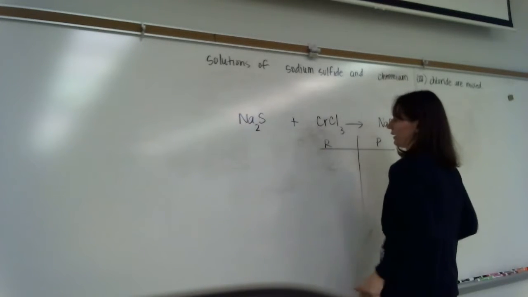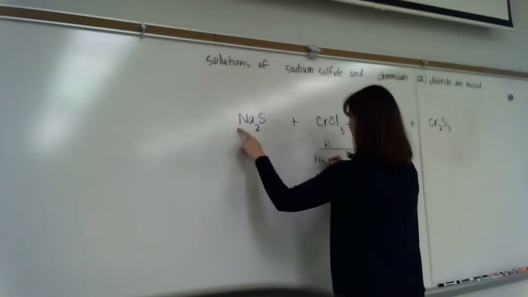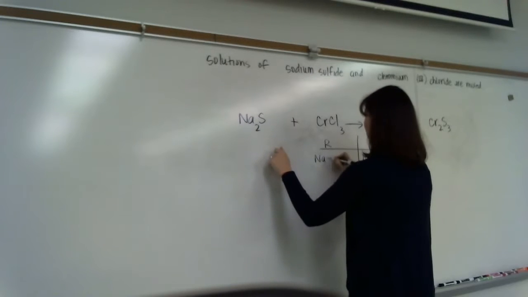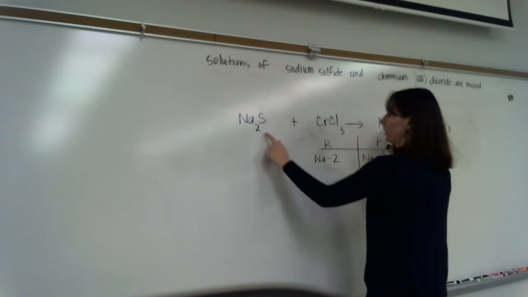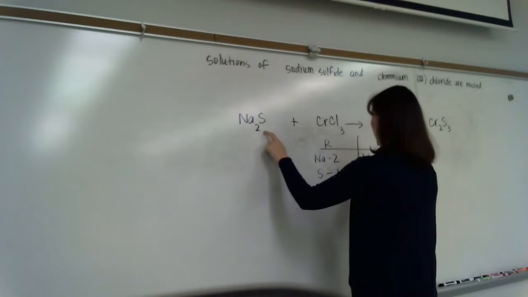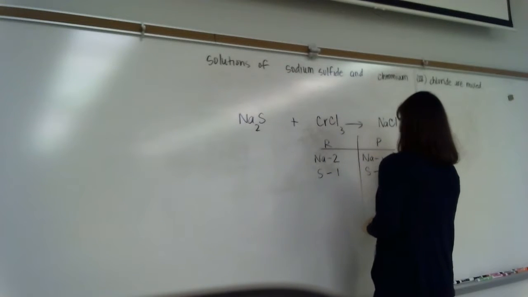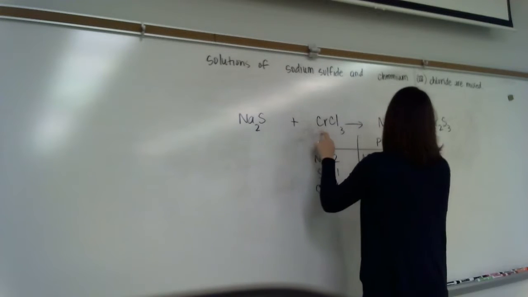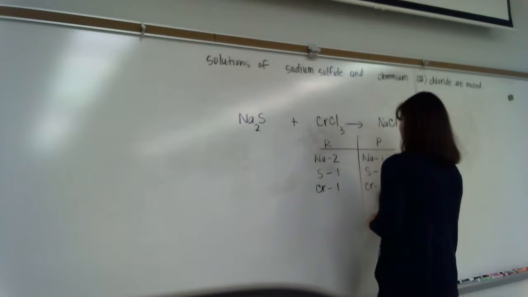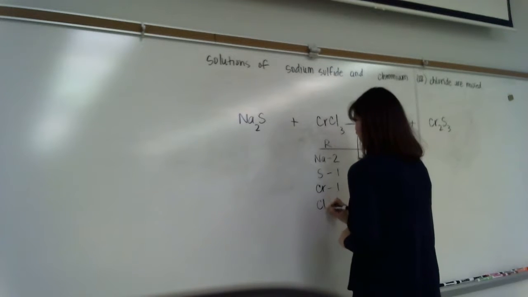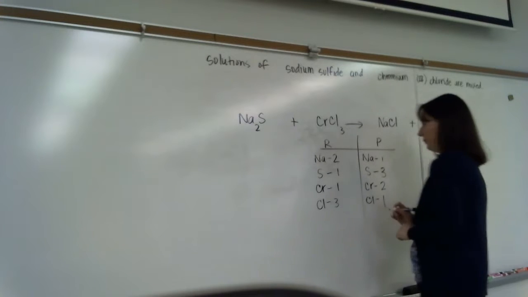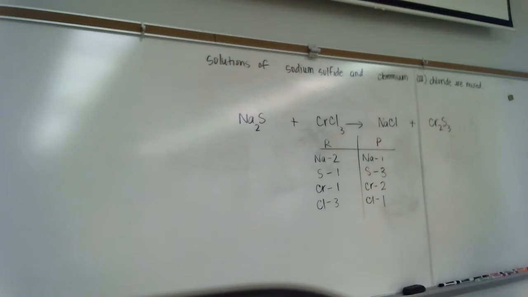You just list all your reactants and your products. Na, write them in the same order. Na, we've got 2 and 1. Sulfur, we've got 1 and 3. Chromium, we've got 1 and 2. And chlorine, you've got 3 and 1. So you really just pick something and start playing around with it, right?